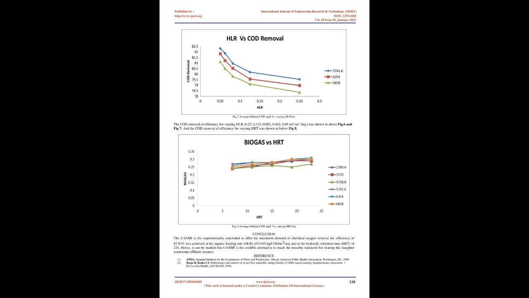The graphical representations to assess reactor performance for different operating conditions were drawn using the observed values. COD removal efficiency for varying OLR, 0.013, 0.023, 0.037 kg COD/m2/day, was shown in Fig 2 and Fig 3. And COD removal efficiency for varying HRT, 7.00, 11.00, 15.00, 19.00, 23.00 hours, was shown in Fig 4 and Fig 5.